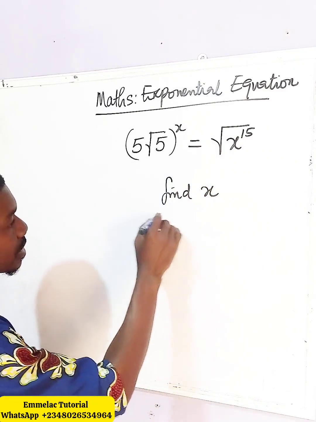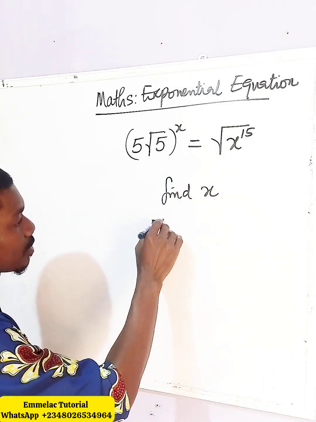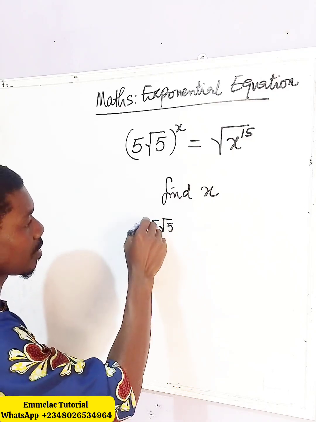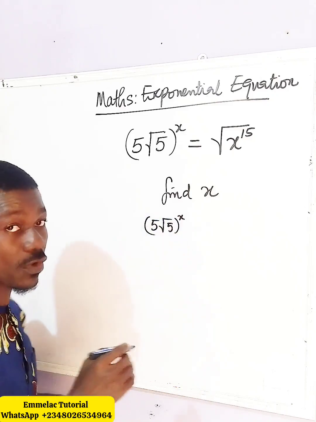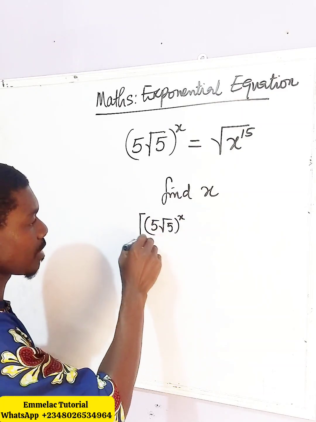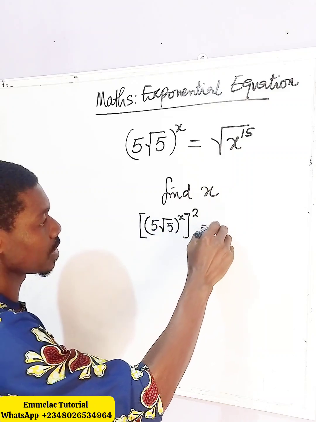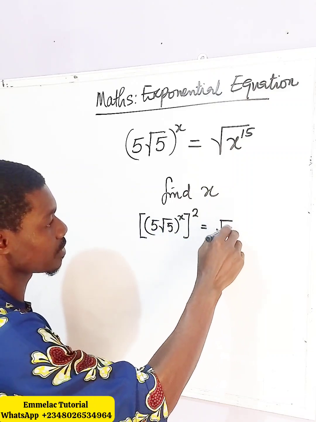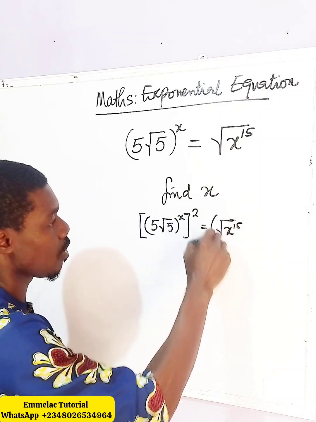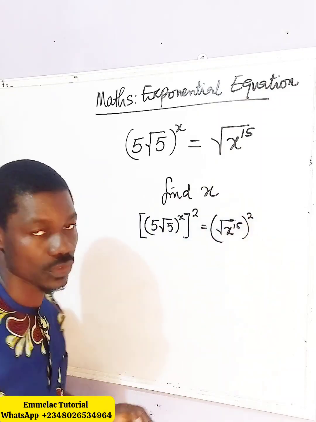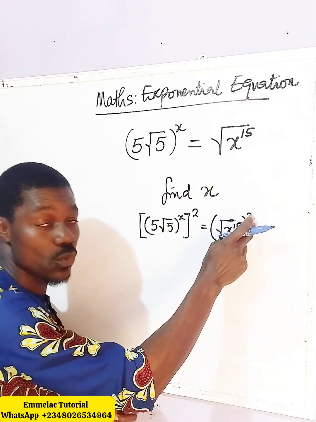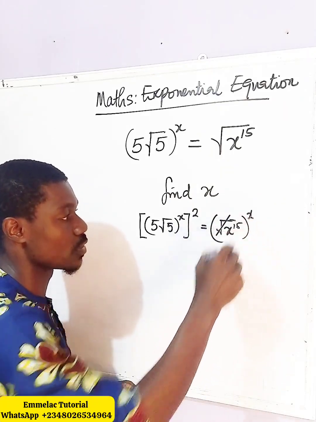So it means that here we have (5 root 5) all raised to the power of x, all raised to the power of 2, then equals the square root of x raised to the power of 15, all raised to the power of 2. At this point, the square here will undo the square root.